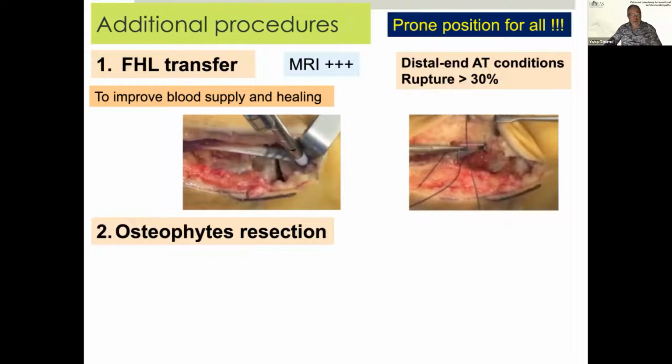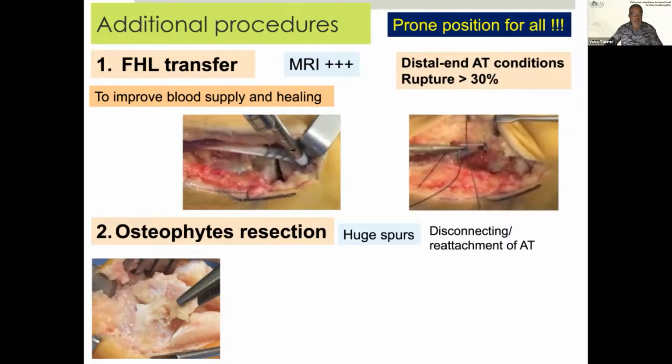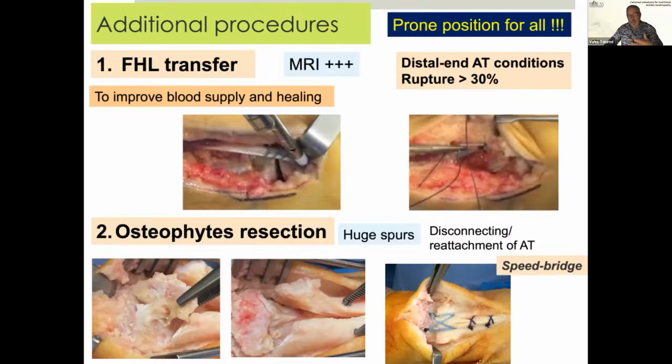And the second one is connected to the osteophytes, depending on the size and the aggressivity of this osteophyte. And sometimes when the spurs are very big, you have to disconnect and reattach the Achilles tendon. And as mentioned here, personally, I use a SpeedBridge knotless system, but we can use whatever system you want. Which is interesting, I operate in this case on the patient in prone position, and I start in prone position by doing external rotation, and so I can perform my Zadek, and then I put back the patient in the prone position, and I do the FHL or SpeedBridge procedure.